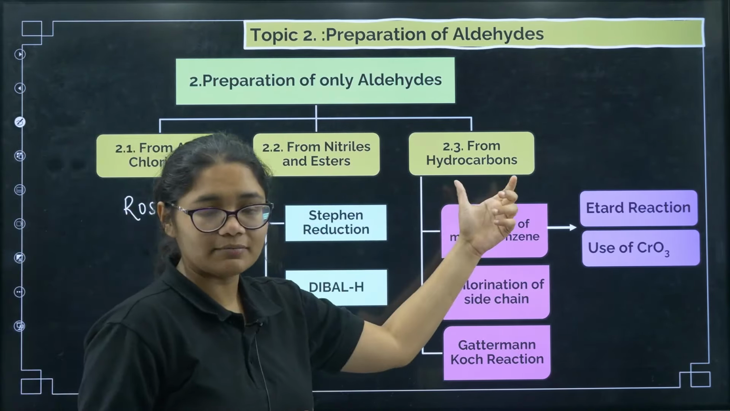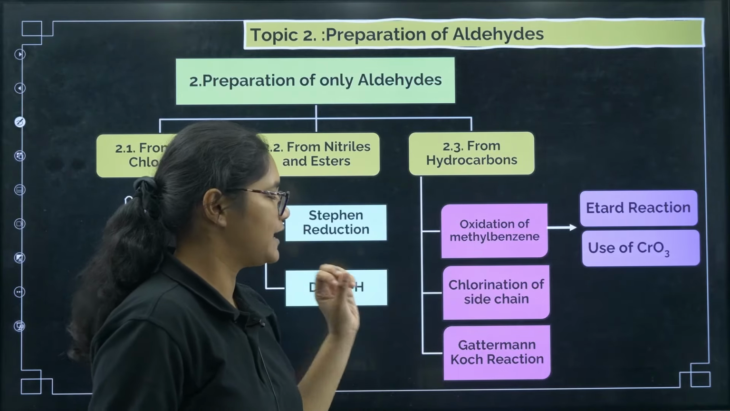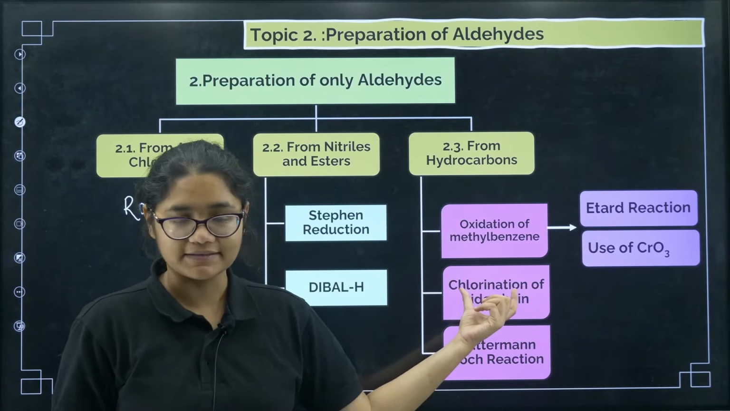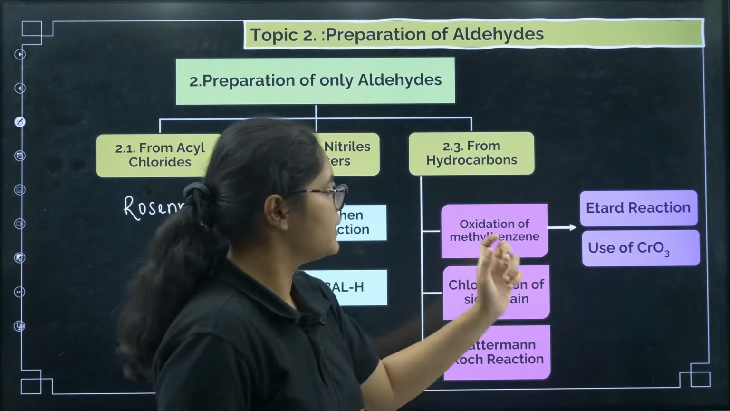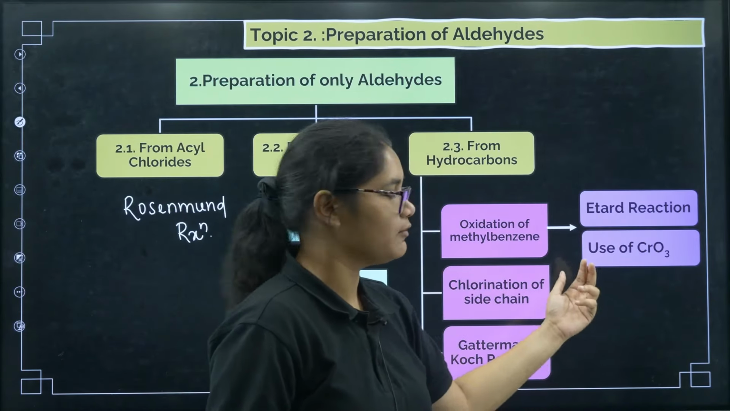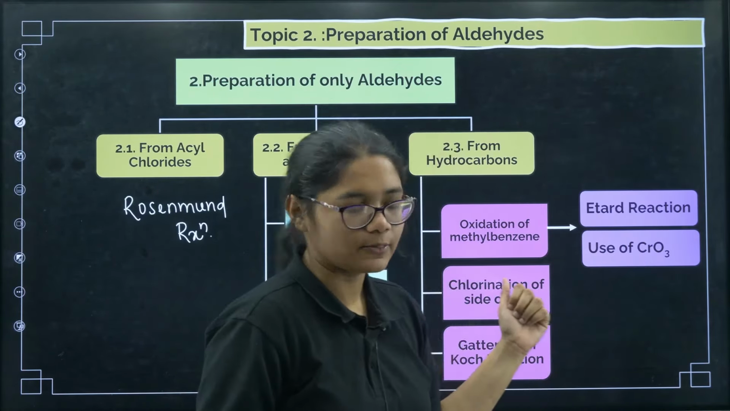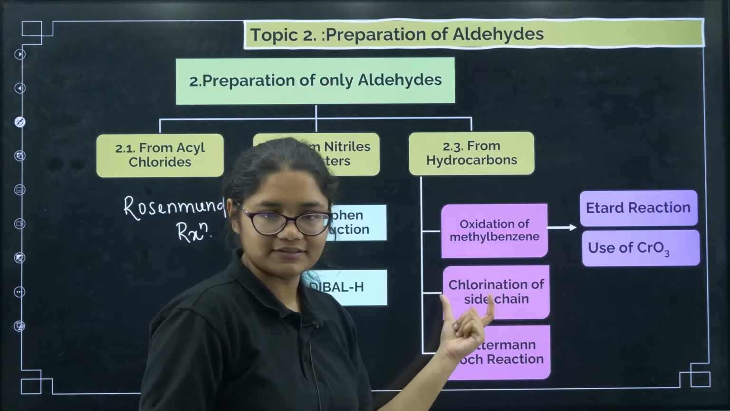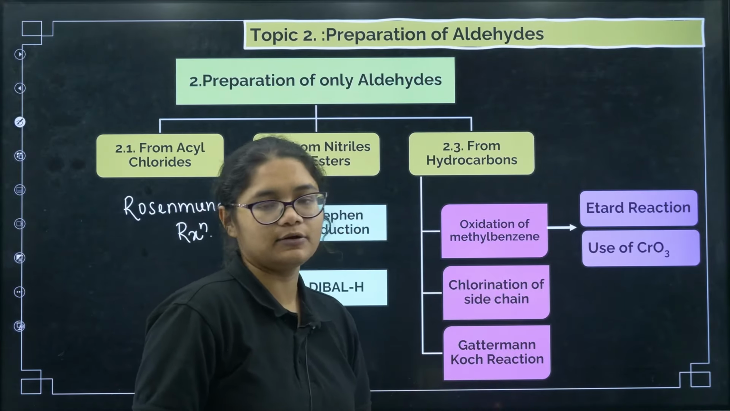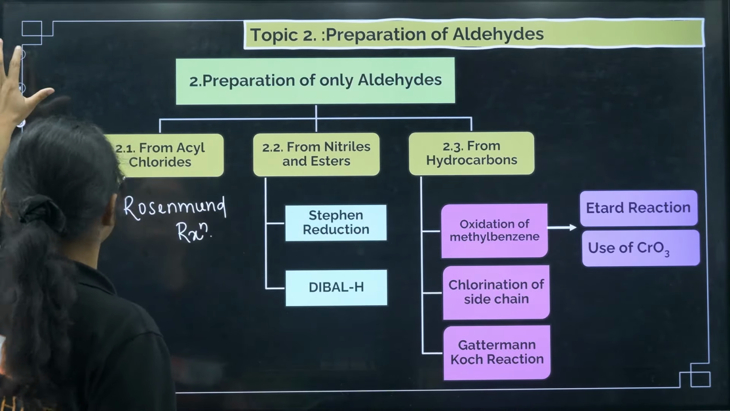Then from hydrocarbons, here we have a lot of reactions. Oxidation of methylbenzene involves two processes. One is your Etard reaction and another one is the use of CrO3. Next you have chlorination of the side chain, and then you have the Gattermann-Koch reaction. Let us quickly see these reactions.